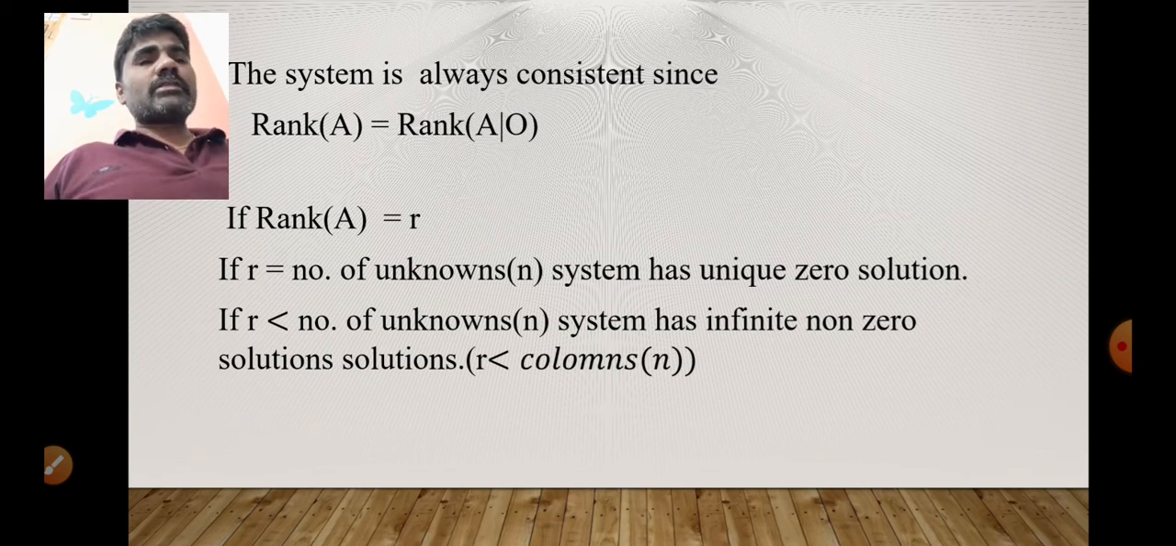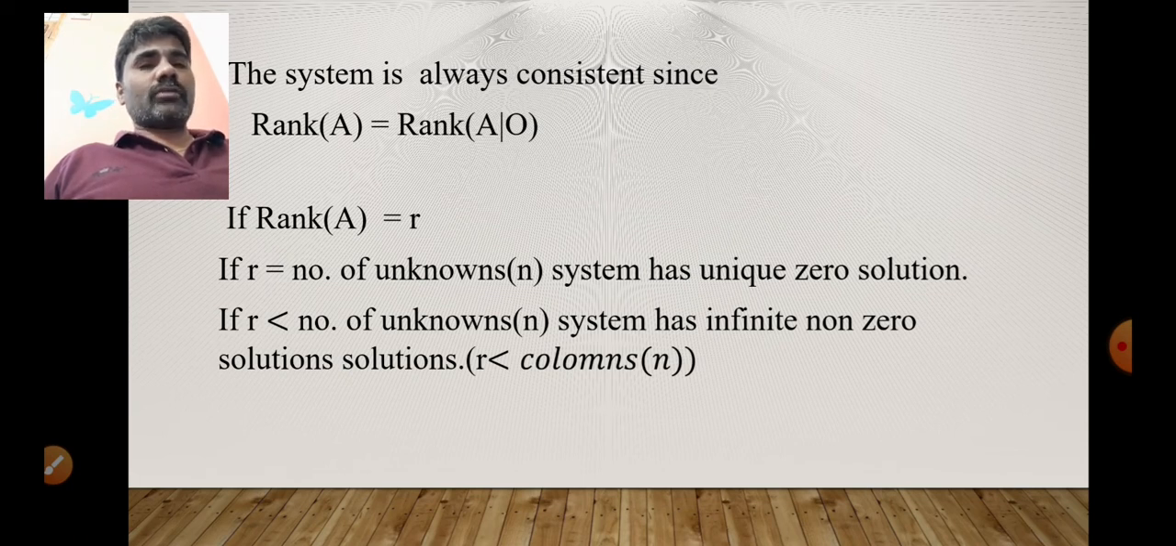But it also possesses a non-zero solution if the number of unknowns equals the number of equations. That means the coefficient matrix A is a square matrix. In this case, if the rank of A is less than the number of unknowns, then det A is 0. If det A is 0, it possesses non-zero solutions. If det A is non-zero, the rank of A is n, the number of unknowns. That's why it possesses the zero solution only.